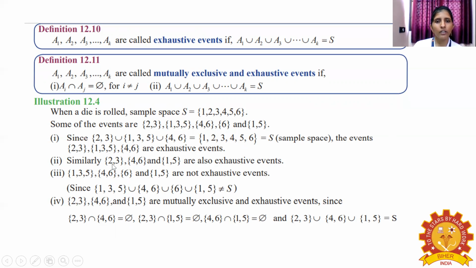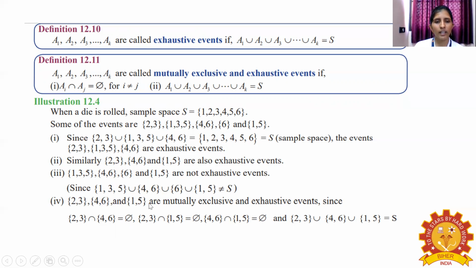And similarly, {2, 3}, {4, 6}, {1, 5} are also exhaustive events because we have 1, 2, 3, 4, 5 and 6. All these elements of the sample space are present here. And then {1, 3, 5}, {4, 6}, {6} and {1, 5} are not exhaustive events because certain numbers are missing from the sample space. We don't have the number 2 here, so we call this not an exhaustive event.